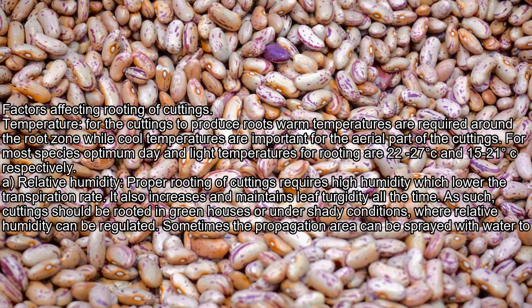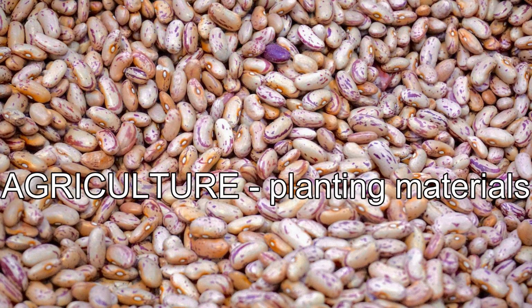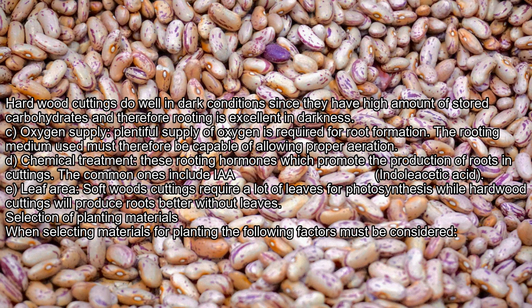B. Relative humidity. Proper rooting of cuttings requires high humidity, which lowers the transpiration rate. It also increases and maintains leaf turgidity all the time. As such, cuttings should be rooted in greenhouses or under shady conditions, where relative humidity can be regulated. Sometimes the propagation area can be sprayed with water too. Hardwood cuttings do well in dark conditions since they have a high amount of stored carbohydrates, and therefore rooting is excellent in darkness.